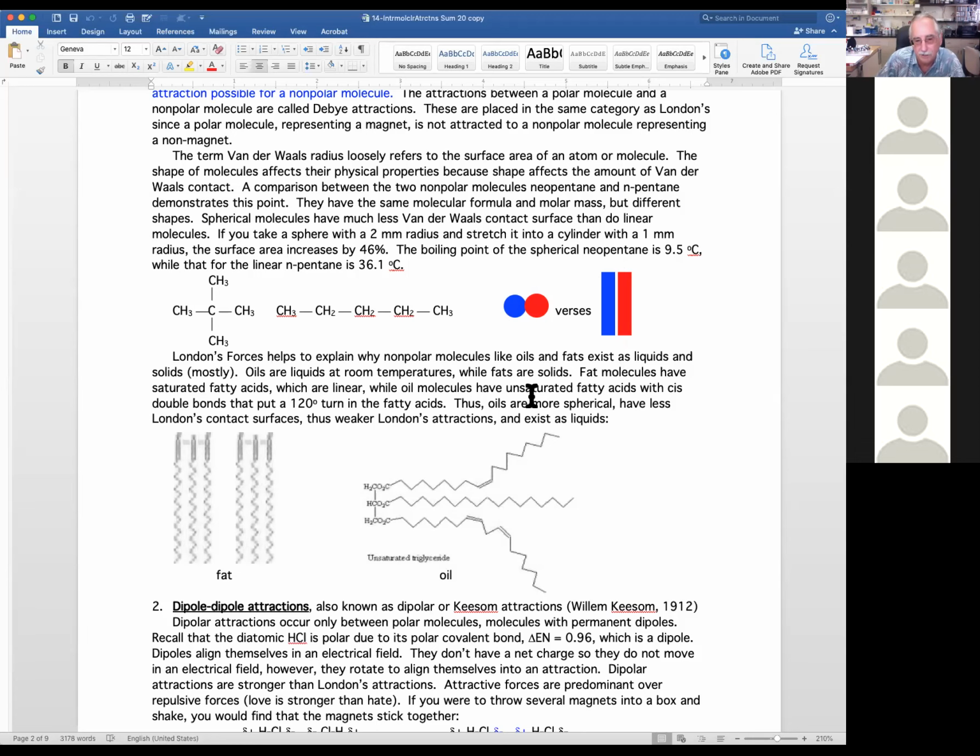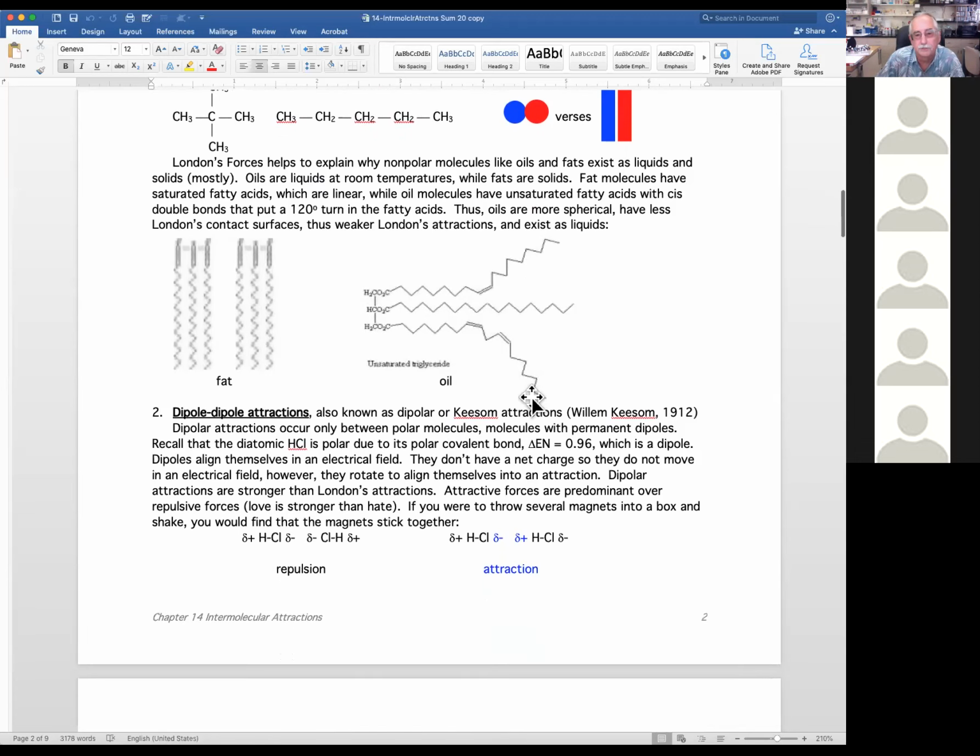Here's a practical example of that. What is the difference between a fat and an oil? Well, at room temperature, a fat is a solid and oil is a liquid. So if you look at the structure of the fatty acids that make up a fat molecule, this is glycerol right here, and these are carboxylic acids called fatty acids. These are straight chain right here, okay? And so to kind of show you what that means, if I can do that.